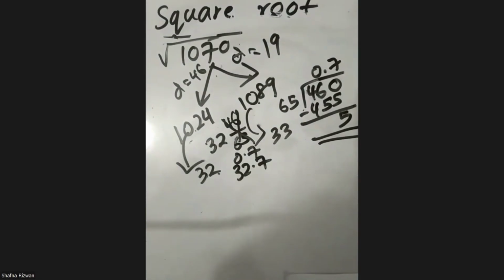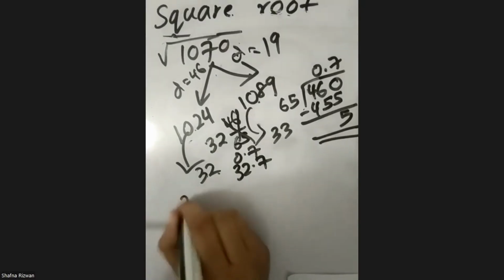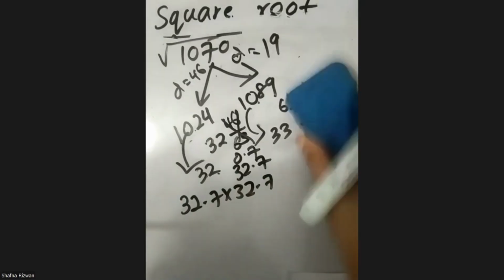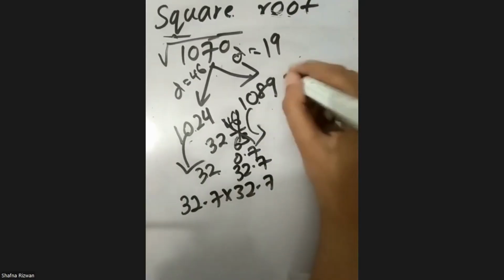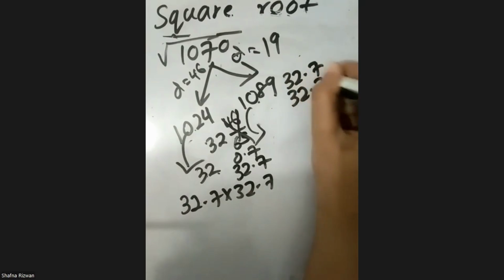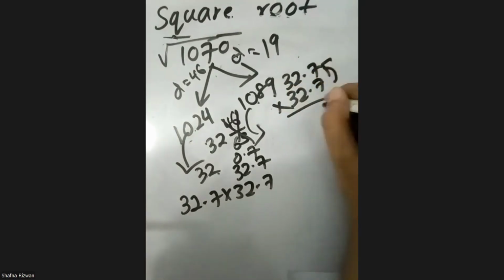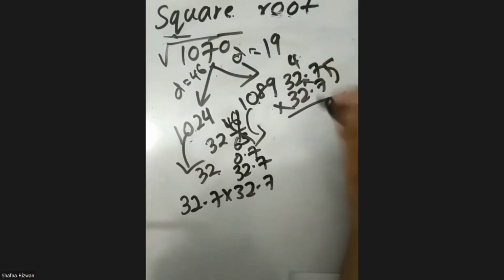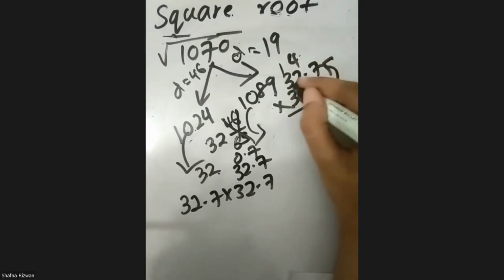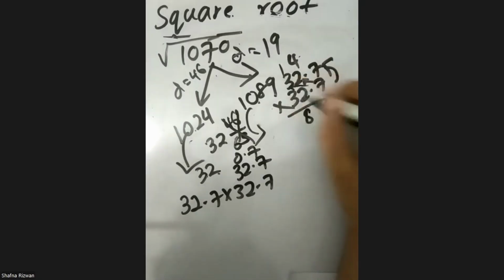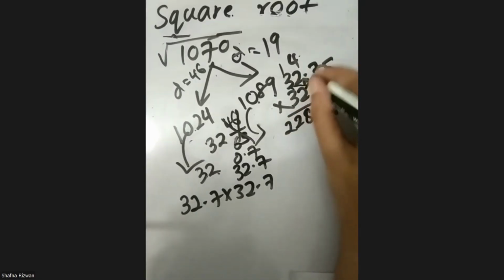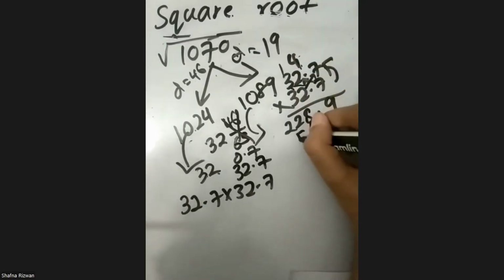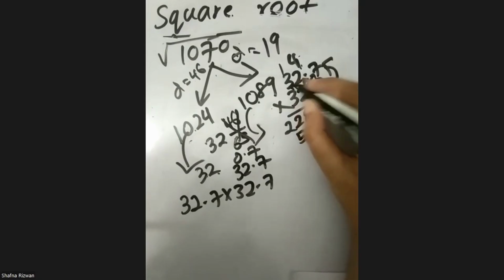32.7. Now shall we see 32.7 multiplied by 32.7? How much is it? Yes, we can do and see it. Now 32.7 into 32.7. 7 7s are 49. 7 2s are 14, plus 4 will give you 18. 7 3s are how much? 21, plus 1 is 22. 7 2s are 14. 2 2s are 4, plus 1 is 5, and 2 3s are 6.